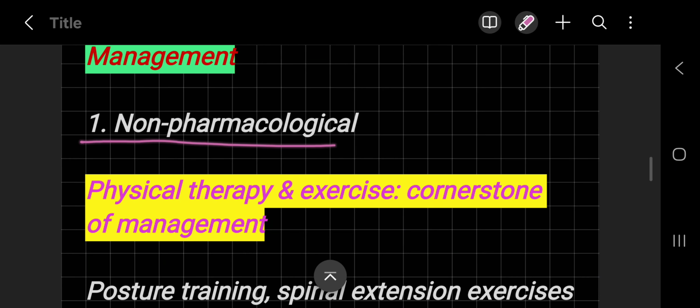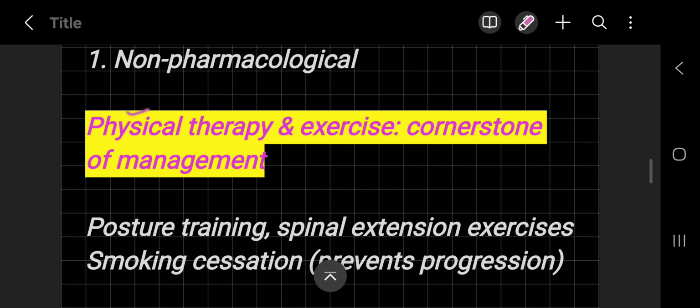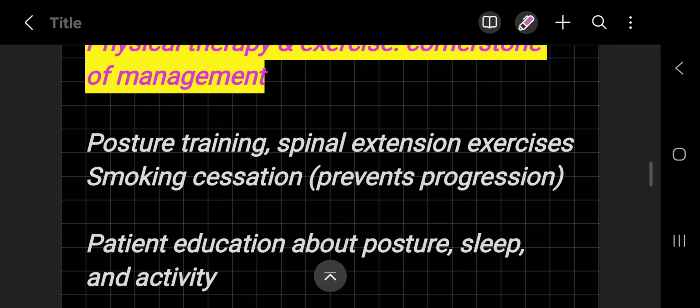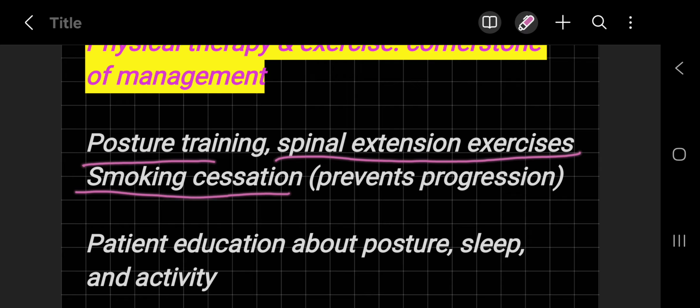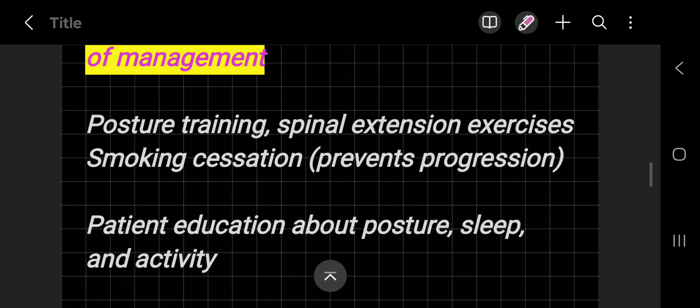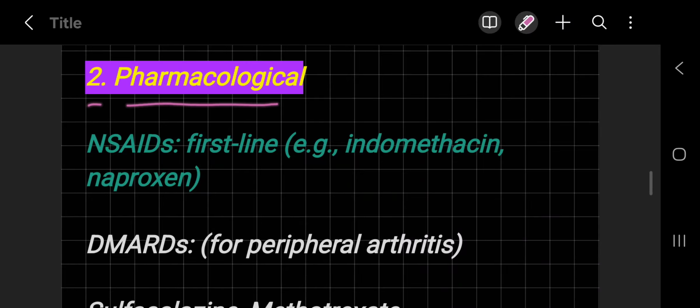Management. The first one is non-pharmacological. Non-pharmacological management mainly consists of physiotherapy and exercise training. This is the cornerstone of management. Postural training, spinal extension exercises, and smoking cessation are very important. But we go for pharmacological management too.